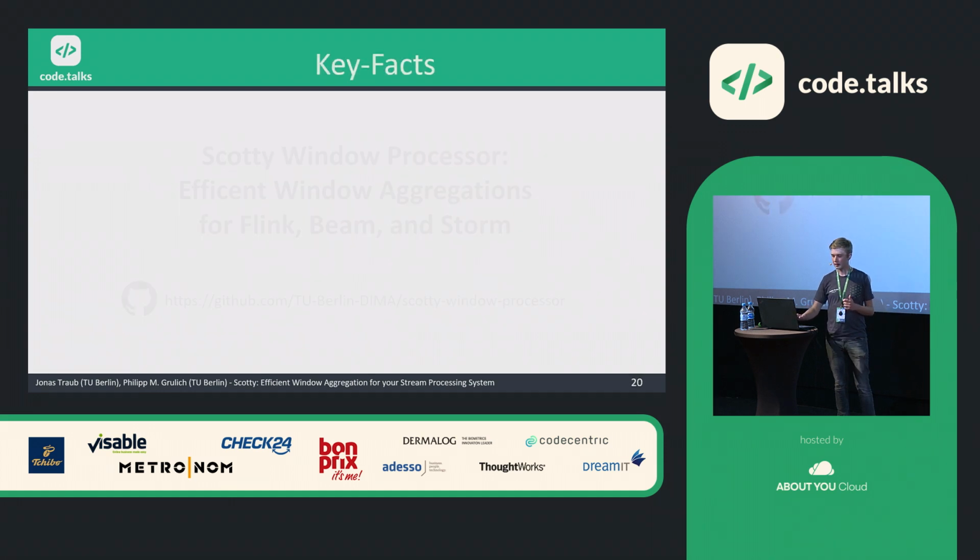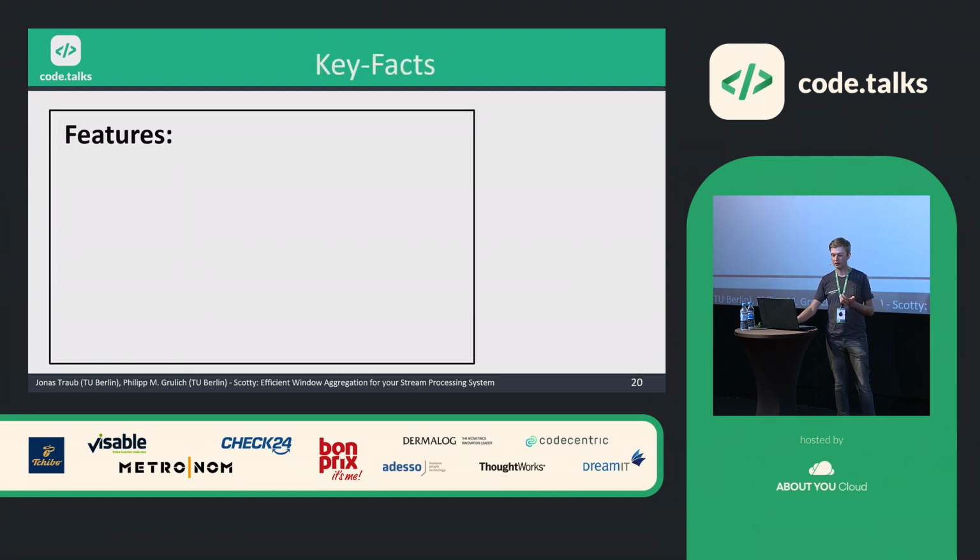So let's start with the key features of Scotty. It's one window operator, which is independent of any system. So you don't have to use Flink, you can just embed it. You can also just use it without any stream processing system and just embed it in your standard Java application.